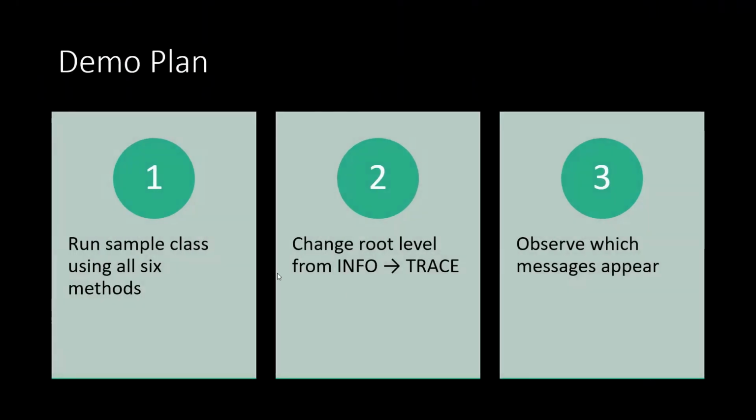And in our demo, we're going to run a sample class using all 6 methods. We're going to change the root level from info to trace and see what a difference that makes. And after we do that, we will observe which messages appear.